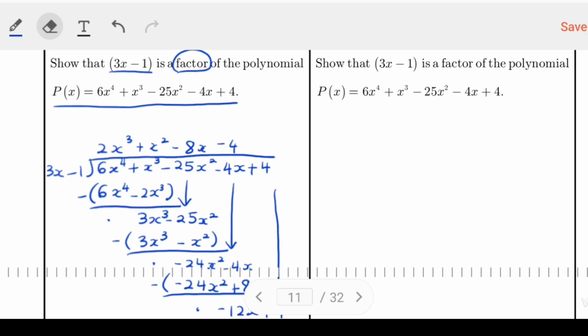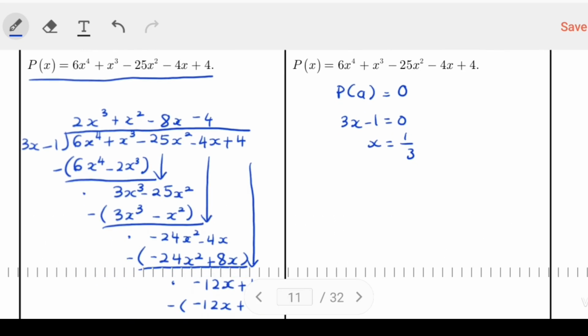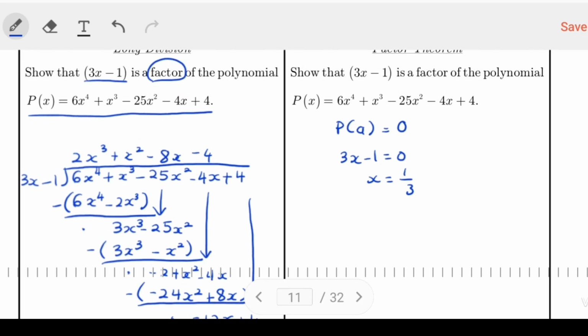But since we have learned another theorem, which is the factor theorem, we can show that 3x minus 1 is a factor of the polynomial by using the factor theorem. According to the factor theorem, if x minus a is a factor of the polynomial, if we substitute a into the polynomial, we will get a remainder 0. Since we have 3x minus 1, let 3x minus 1 equal 0. So we're going to get x equals 1 over 3. If we substitute 1 over 3 into the polynomial and we get 0, then we can say that 3x minus 1 is a factor of the polynomial.